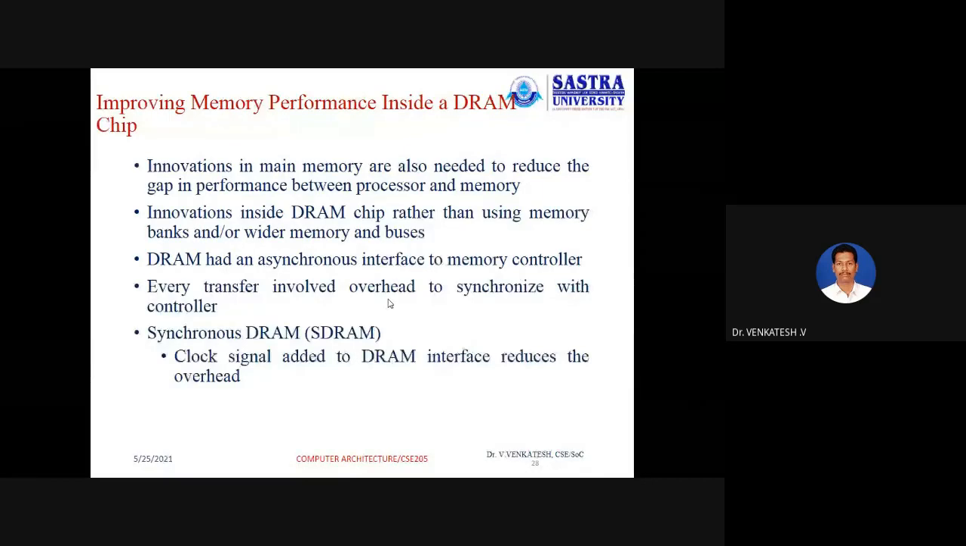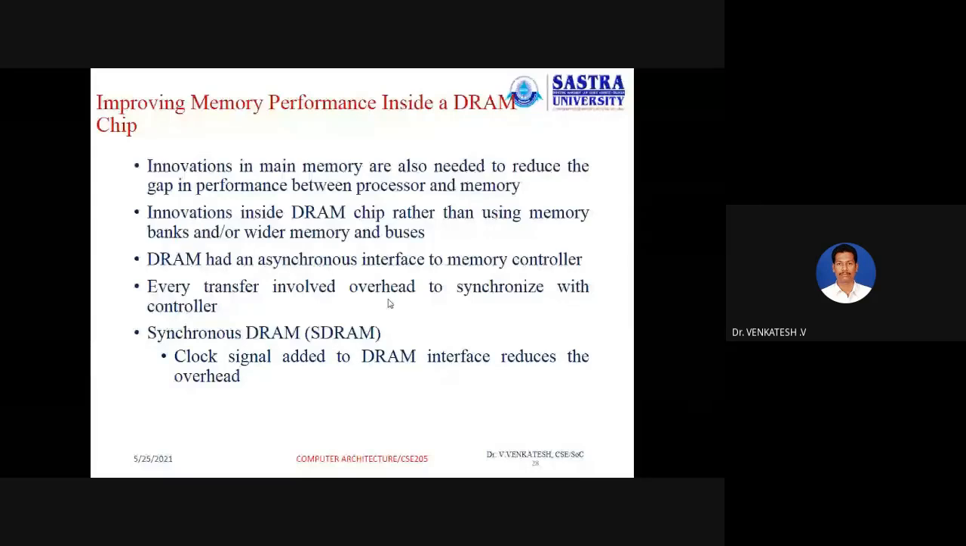But one important thing is that in the earlier stage, the DRAM had an asynchronous interface to the memory controller. You all know what asynchronous is: it happens randomly, there is no periodic timing. Whereas in synchronous operation, there is a clock, and we need some overhead. This leads to that overhead.